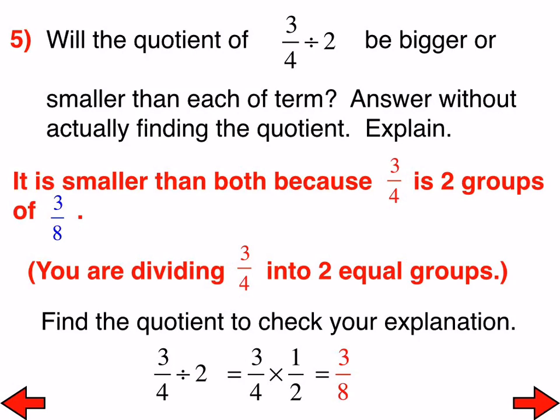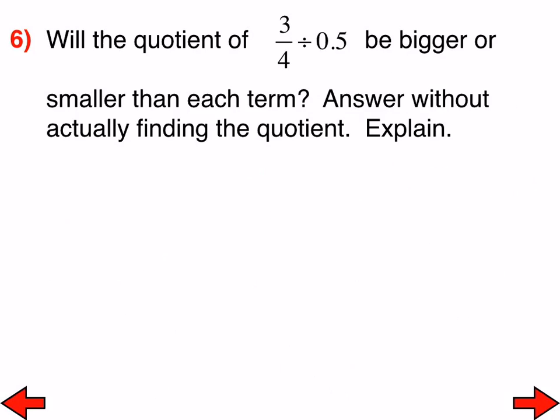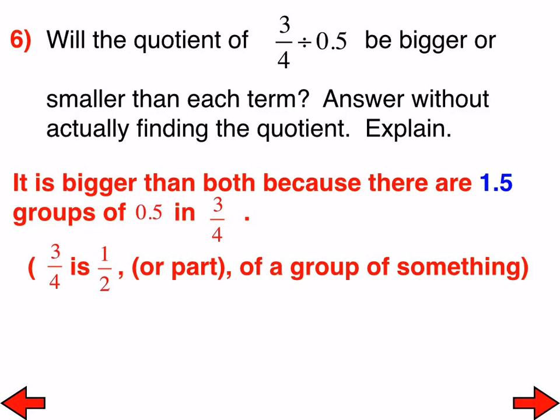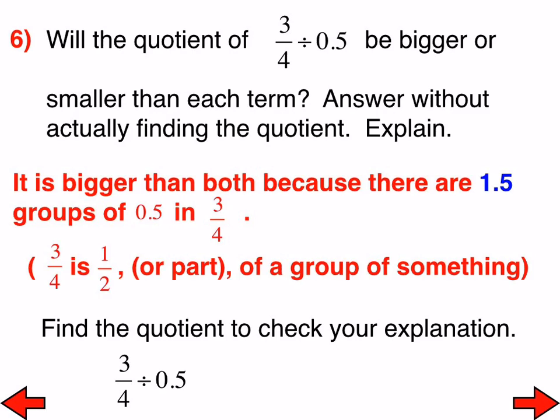And then, number 6. Will the quotient of 3/4 divided by 0.5 be bigger or smaller than each term? And this is much like number 4, actually. It is bigger than both because there are 1.5 groups of 0.5 in 3/4. And if we were to do the math, we would see that that would be the case, because we end up with 1.5.